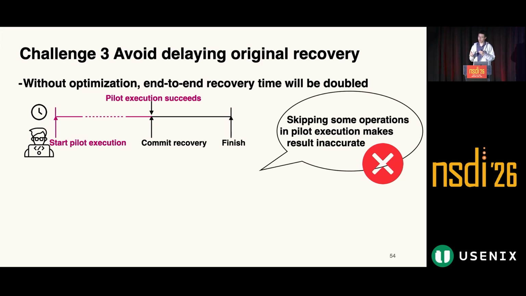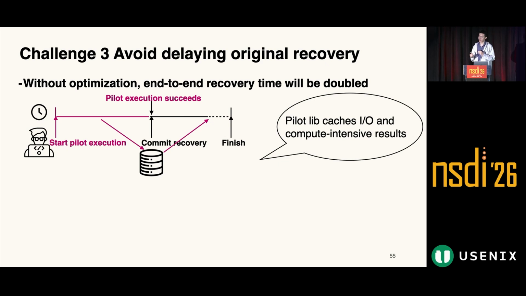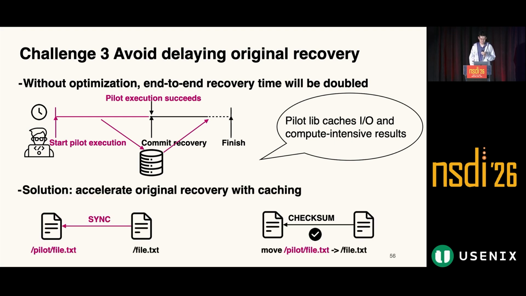Skipping some operations in parallel execution to make it faster will make the result inaccurate. Instead, we cache its expensive I/O and computation results during parallel execution and reuse them when committing the real recovery to reduce end-to-end time. For example, if recovery downloads a file, Pilot will cache the downloaded copy during parallel execution and reuse it in the later recovery after a checksum check.